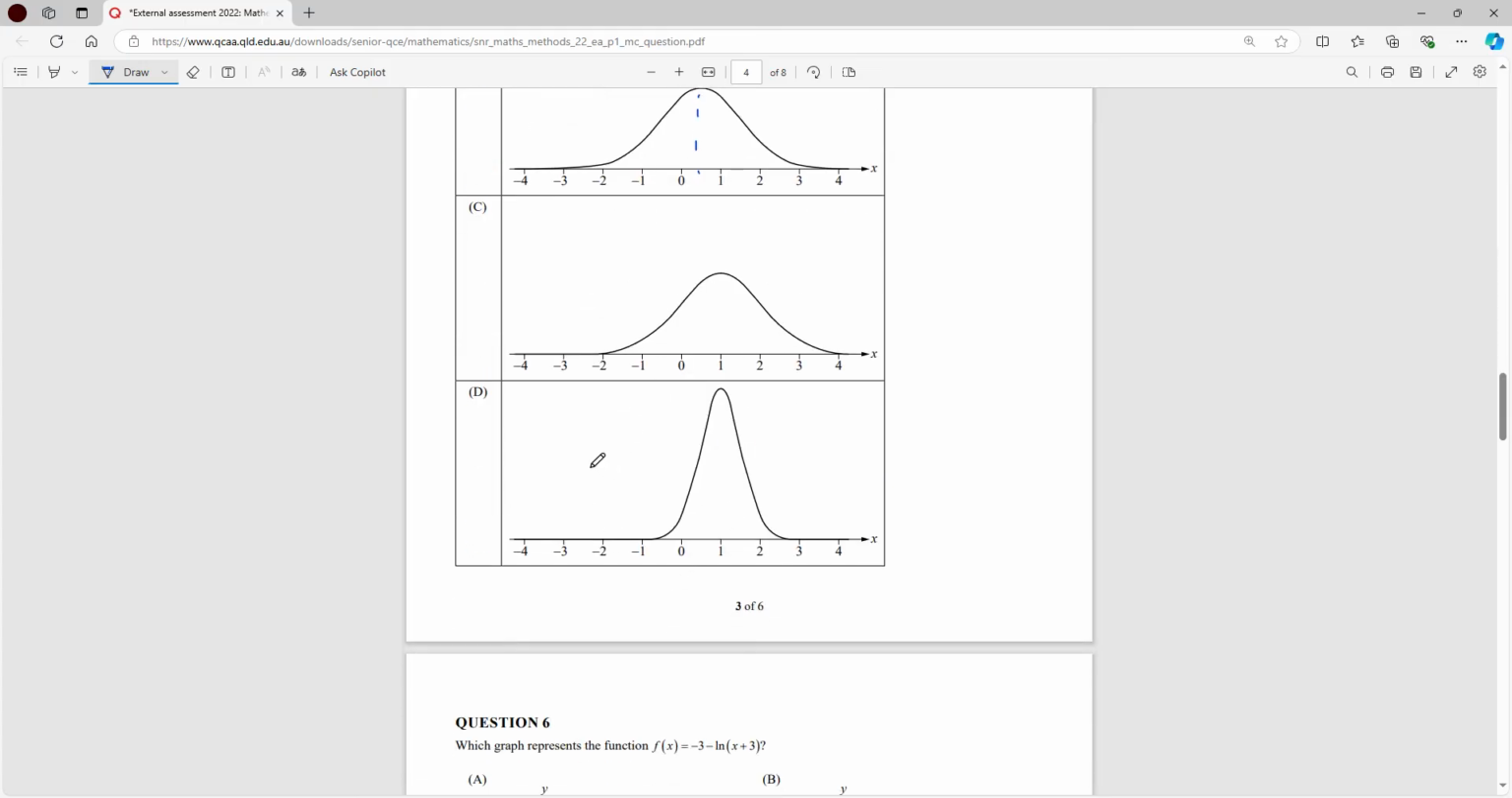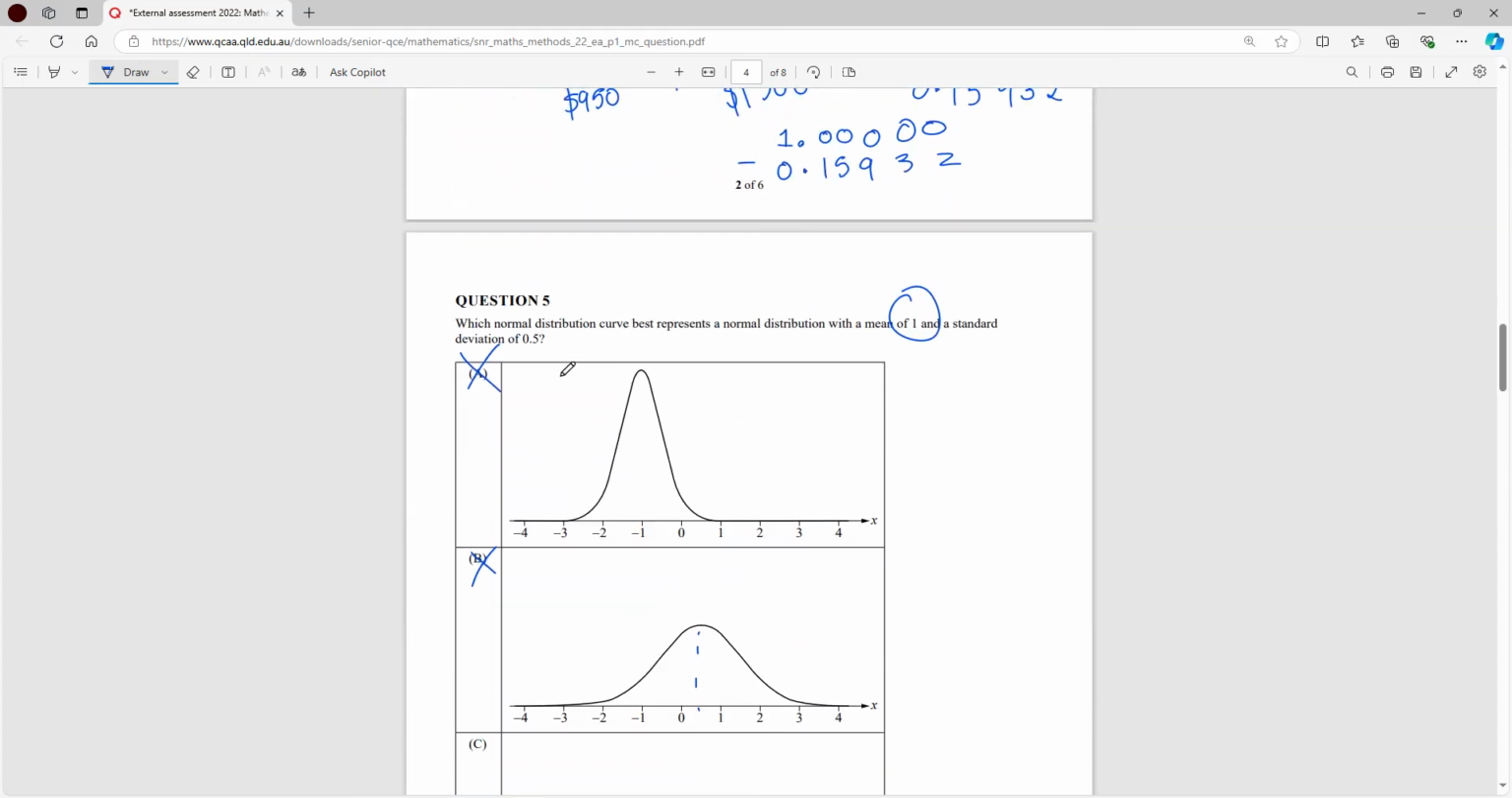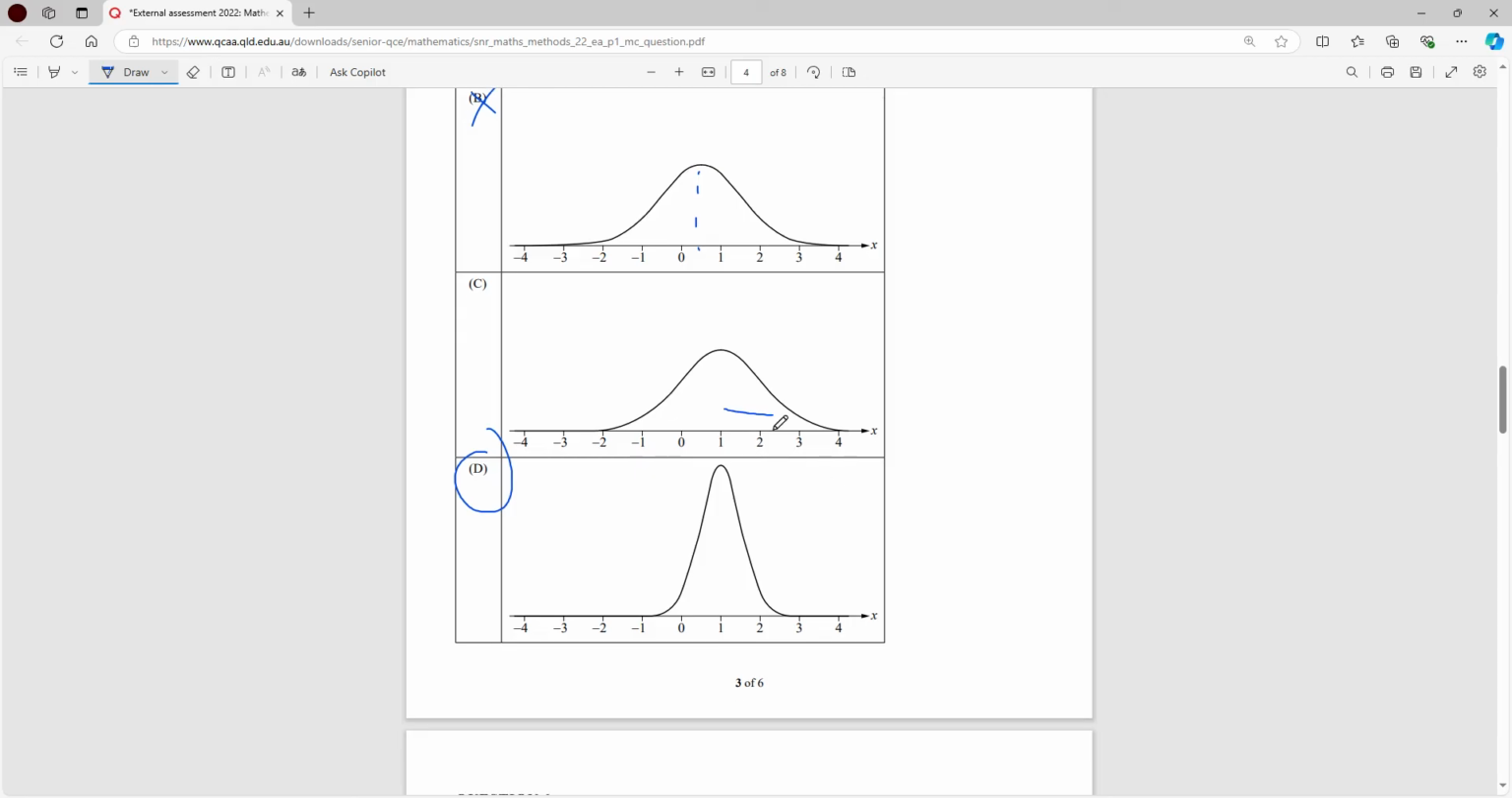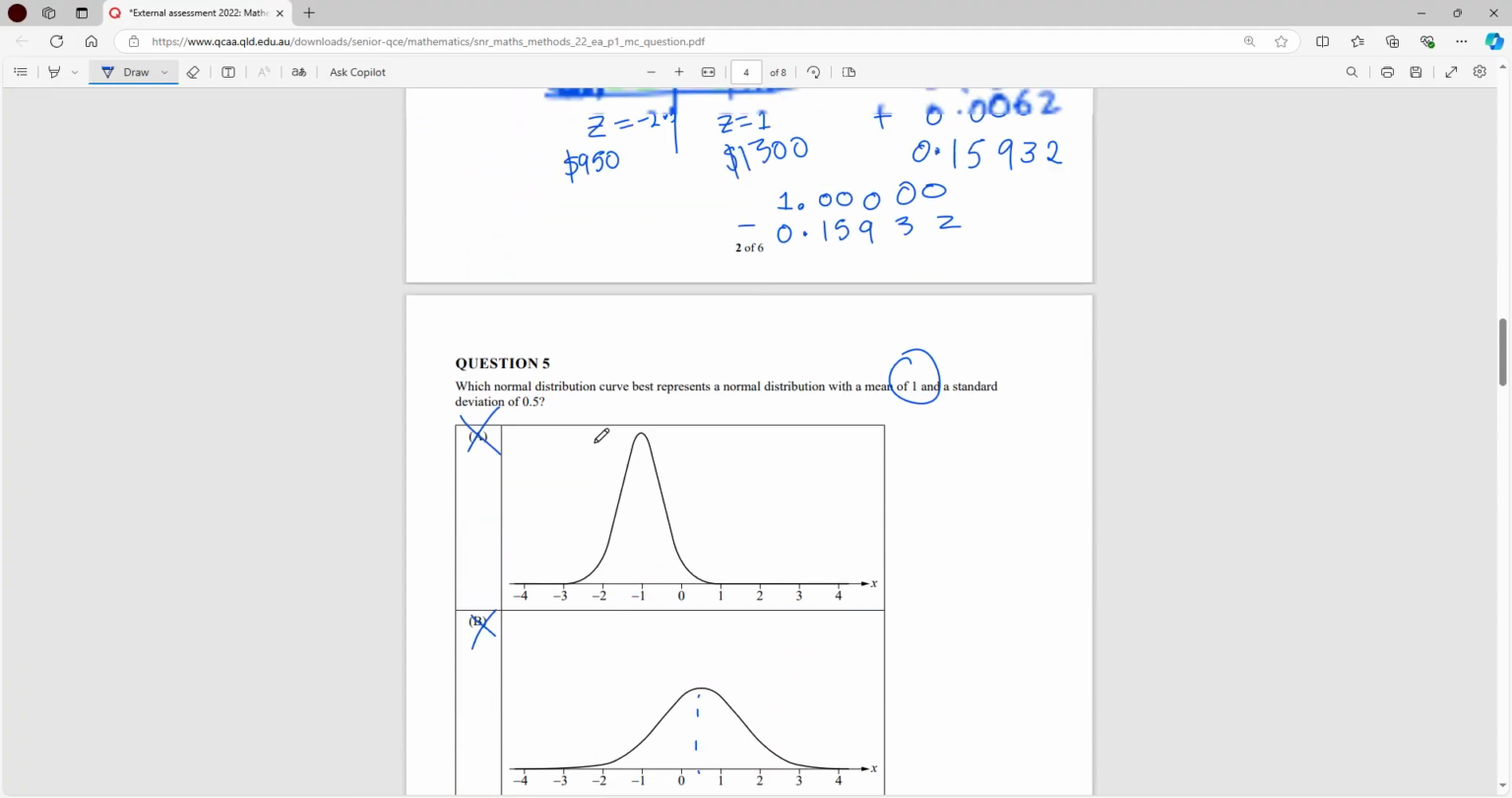So here, between these two options, I would pick D, because the spread is only 0.5. That's a fairly big spread. That's a very small spread. So it makes a lot more sense to pick D. And I'm pretty sure that is the correct answer.